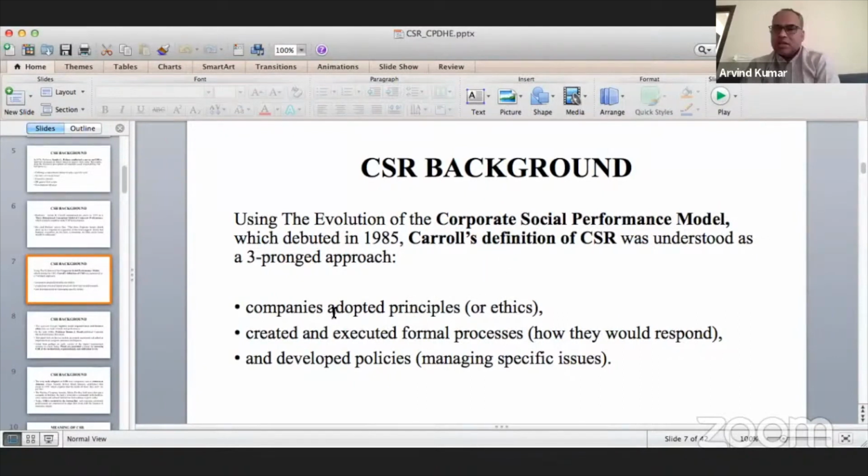One is that companies adopted principles. Every company has its own mission and vision by which it is governed, and that also has an ethical part. Then second, they created and executed formal processes, like how they are going to operate. For example, if a chemical factory has to be set up in XYZ place, they have to take care that society is least affected by their operations. Then we have to really develop the policies. What are the policies that have to be executed?